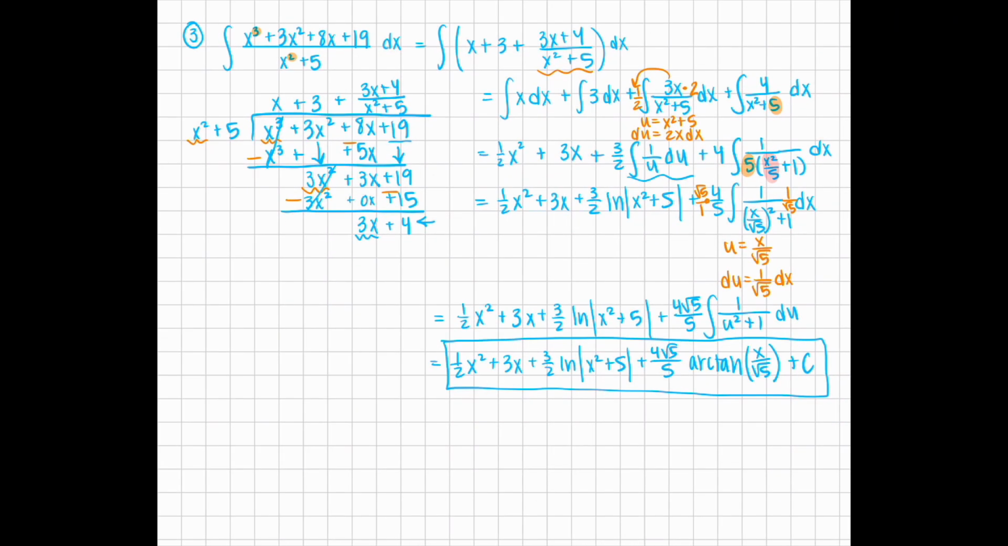Okay, so those are a few examples of integration using long division.